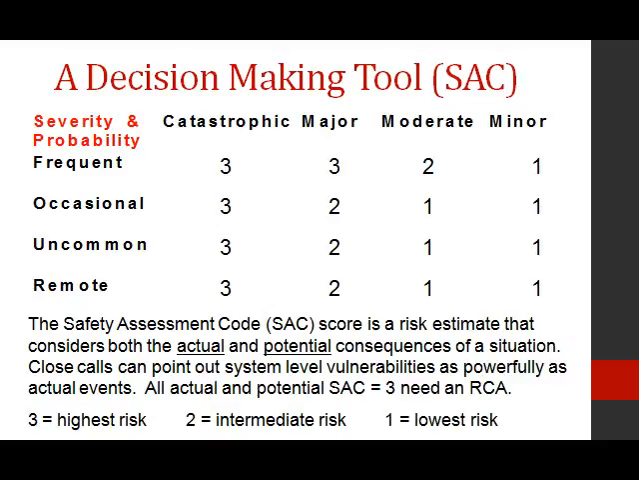As part of the root cause analysis is a decision-making tool called the Safety Assessment Code. The Safety Assessment Code provides a score that is a risk estimate that considers all the actual and potential consequences of a situation. Close calls can point out system-level vulnerabilities as powerfully as actual events. All events, actual and potential, with a safety assessment score equal to 3 require a root cause analysis.